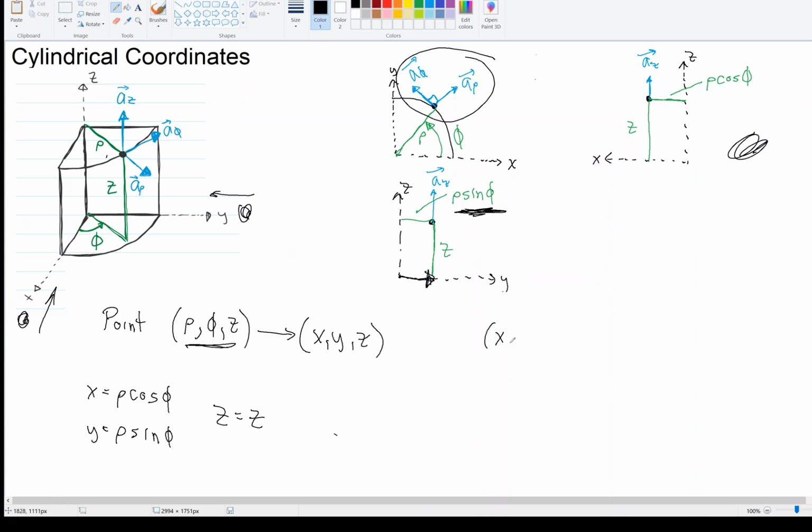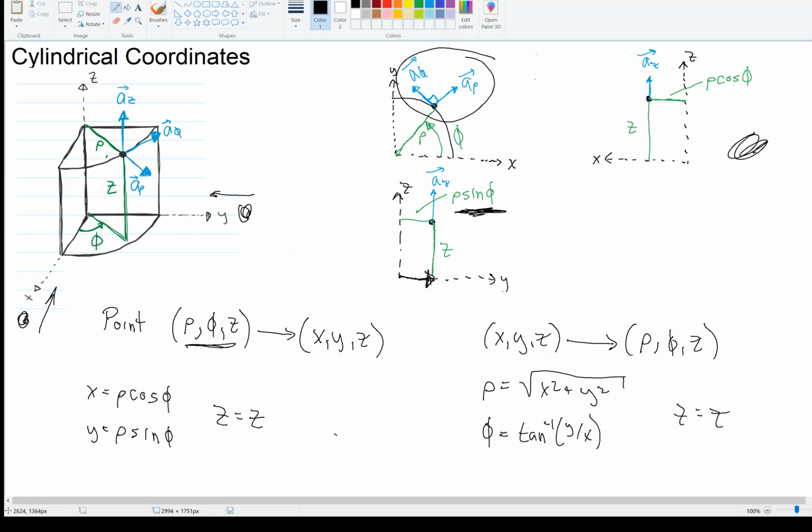Based on what you know about trigonometry and geometry, it shouldn't surprise you going the other way. Let's say you're given x, y, and z. You can convince yourself that to get rho, phi, and z, you can use the Pythagorean theorem to get the radius rho, that's the square root of x squared plus y squared. And you can use the inverse tangent, remember that from physics, of y over x to get phi, and z stays the same. Nice. So this is how you would convert a point: given a point in one system, find that same point represented in a different way.